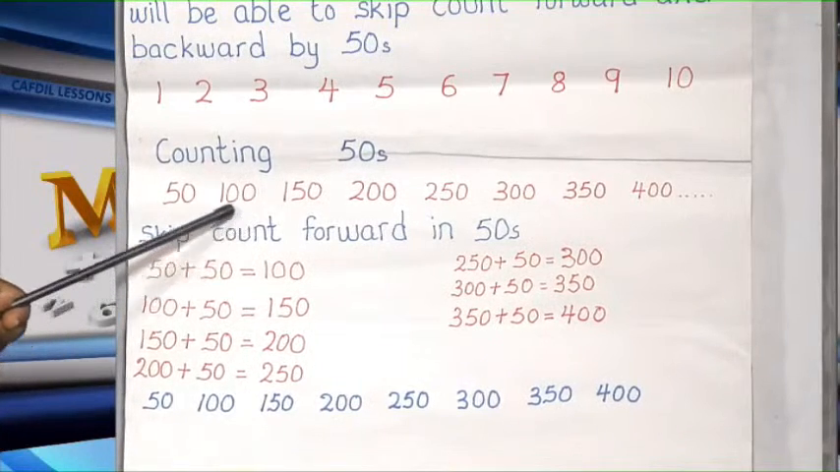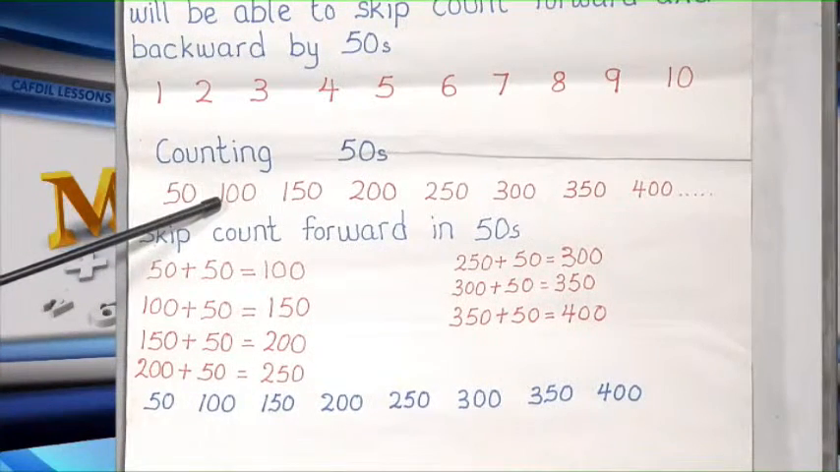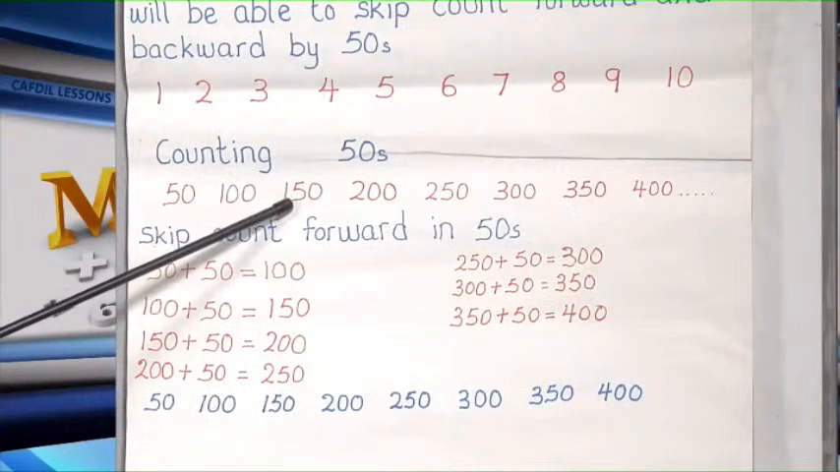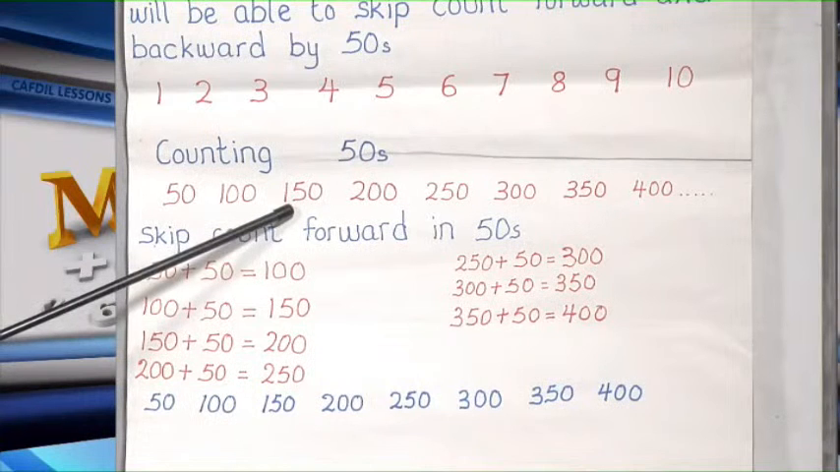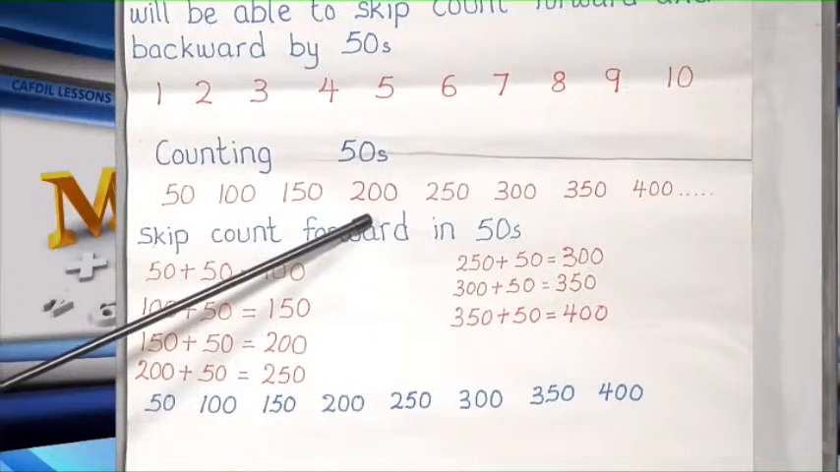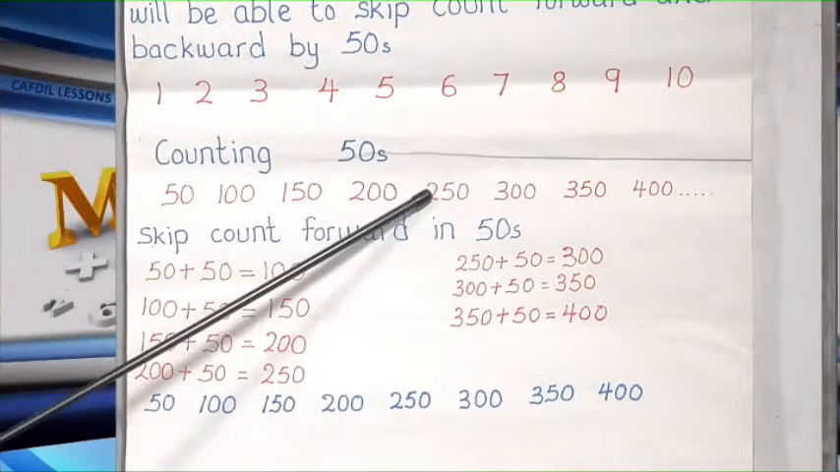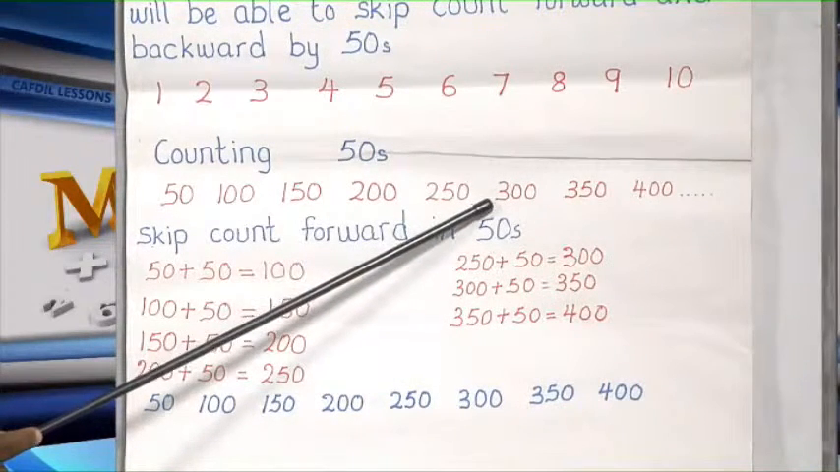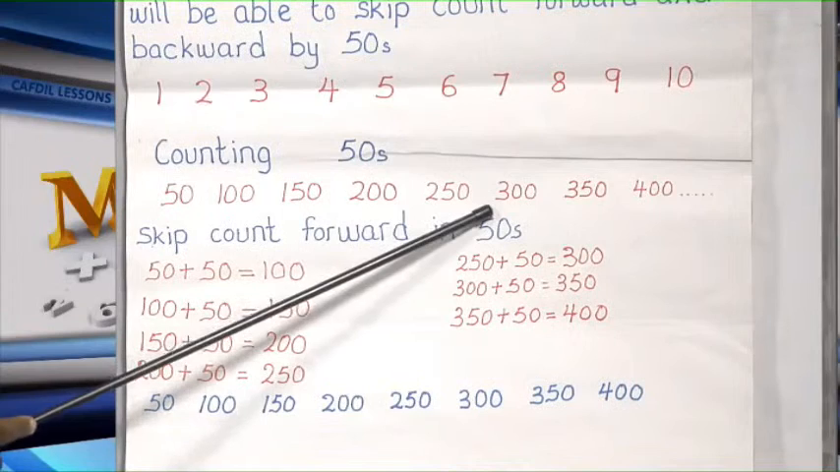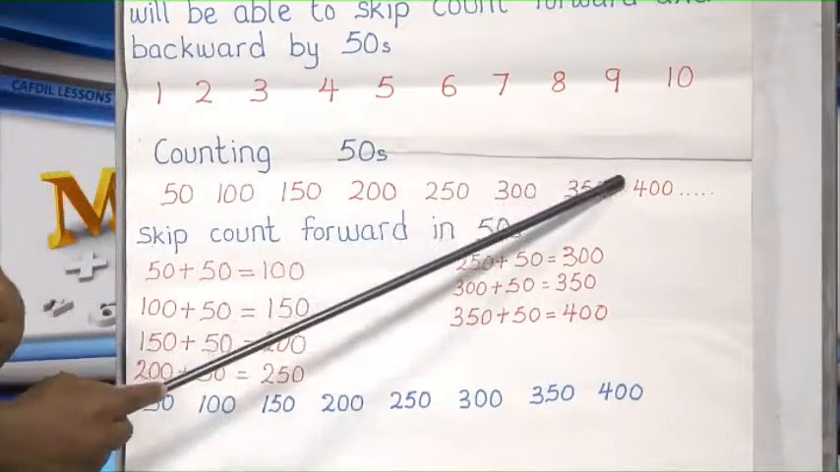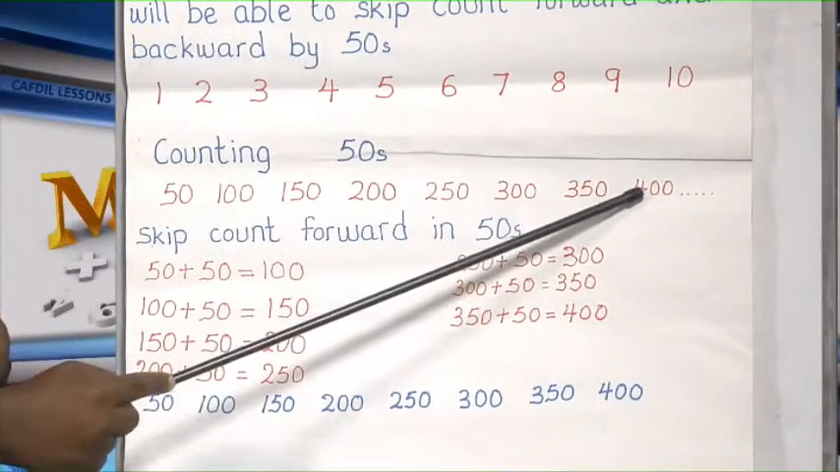I add another 50 to it to become what? 100. So 100. Here I want to skip count another 50. So I have to come to what? 150. 150, I want to skip count another 50. So I go to 200. Skip count another becomes what? 250. I skip count again by 50. I go to what? 300. So 300, I skip count another 50. Becomes what? 350. I skip count another 50, then I go to what? 400, and so on and so forth.